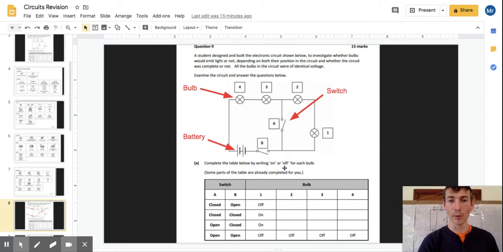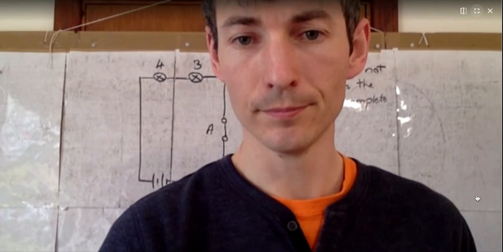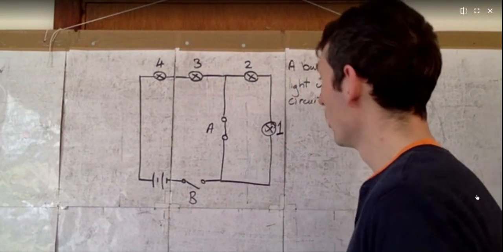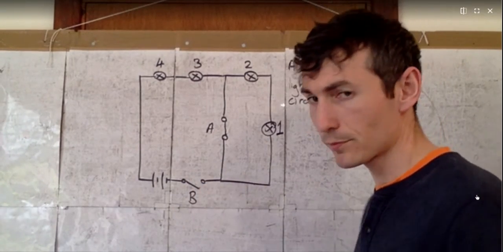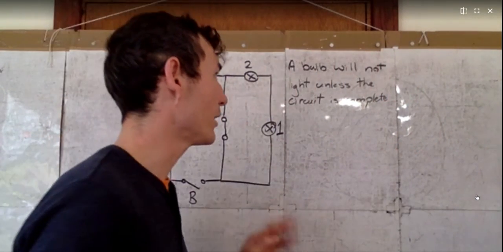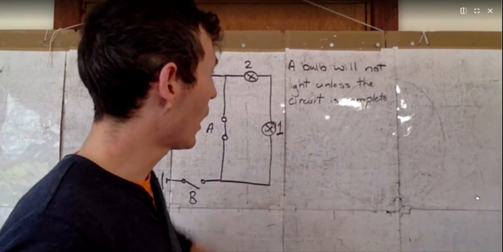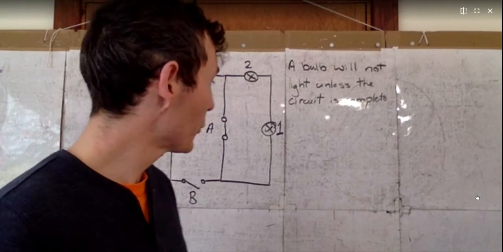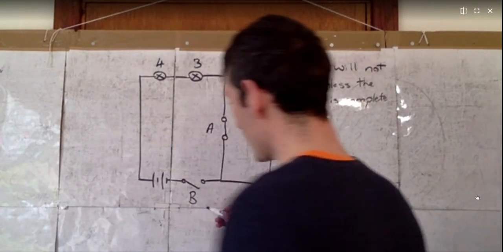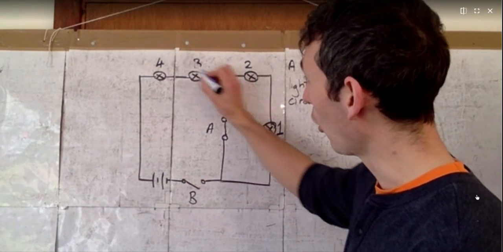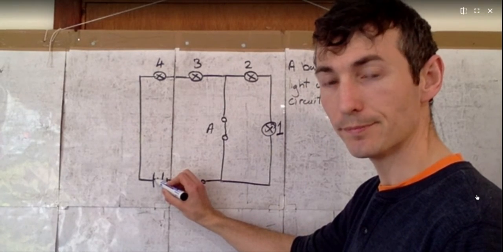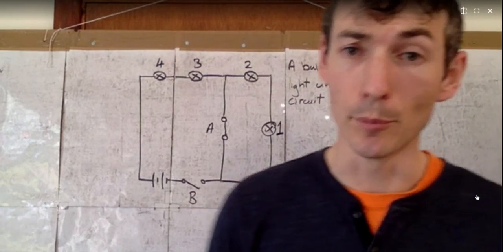So we have to complete the table below by writing on or off for each bulb. Now, switch A is closed and switch B is open. Right then. Switch A is now closed, B is open. Really important piece of information before we go any further is that a bulb will not light unless the circuit is complete. What do we mean by complete? A complete circuit means that the current can flow from one end of the battery and go all the way around to the other end of the battery. So if that is not the case, a bulb will not light.